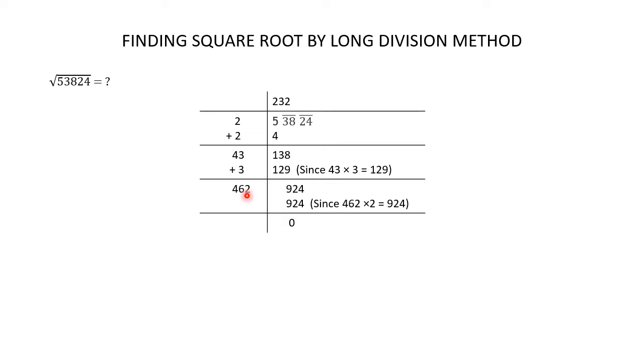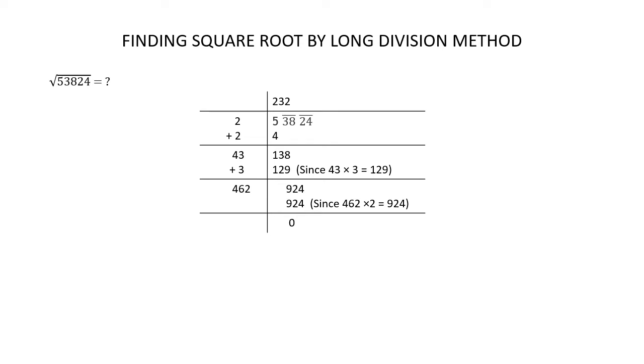Now if you write 2 next to 46, you have to write 2 in the quotient place also. 462 multiplied by 2 is nothing but 924. 924 minus 924 is 0. So finally you got the answer as 232. So square root of 53824 is 232. Hope you have understood the concept of finding square root by long division method.